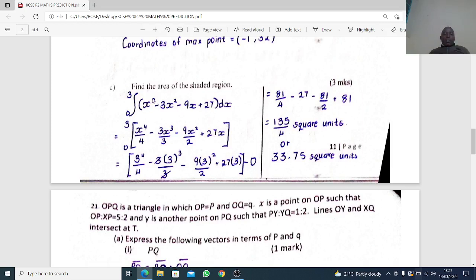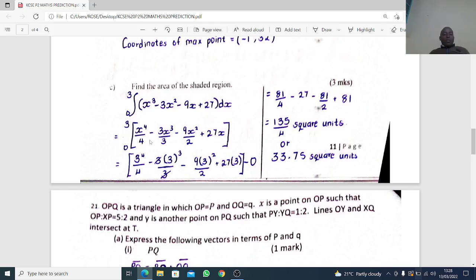If you integrate this, it gives you x to the power 4 over 4, minus 3x cubed over 3, minus 9x squared over 2, plus 27x. So this is 3 to the power 4 over 4 minus, this 3 and 3 cancel. We are substituting with 3 minus 0. When you subtract 0, everything becomes 0.